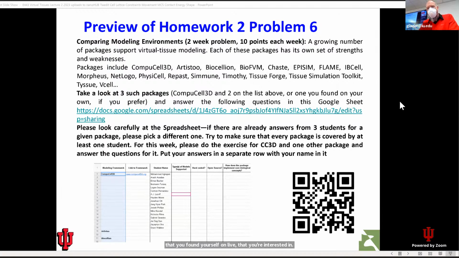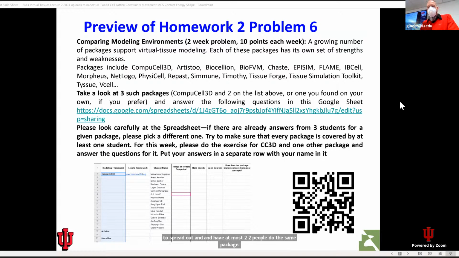But the one thing that I'm asking people to do is to not all clump on one package. So if you're going to do, I don't know, Artisto as the one you're doing, put your name in that list. And then if you're looking for one to do, pick a different one. Because what I'd like, this actually could be a really useful resource for people. And if we cover all of them, I'd like people to try to spread out and have at most two people doing the same package.